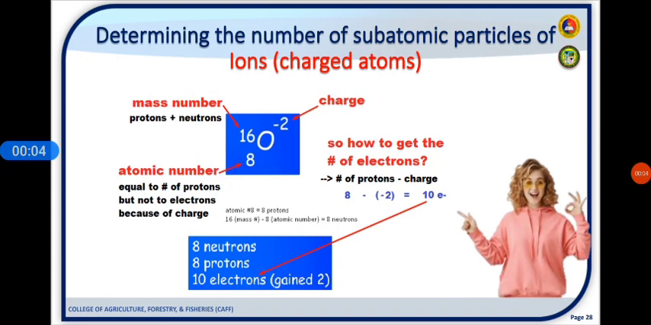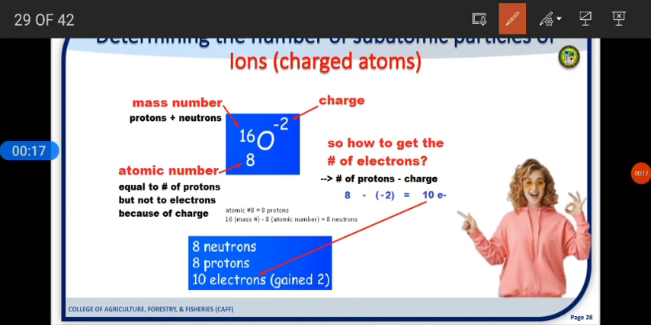Next example, we have oxygen. So look at that one. You are given the mass number 16 and then atomic number of 8. And you are given -2 as the charge. Okay? So, how did you get the number of neutrons? You have mass number minus atomic number, so 16 minus 8 is equal to 8. Therefore, the number of neutrons is 8.